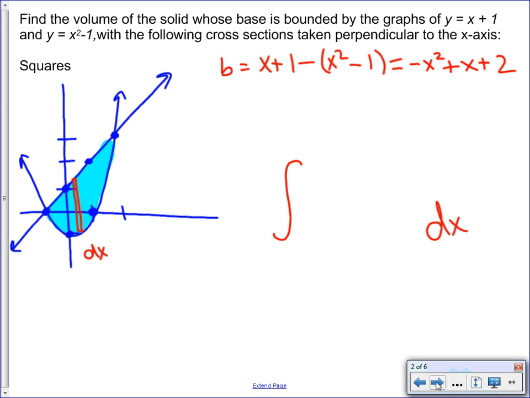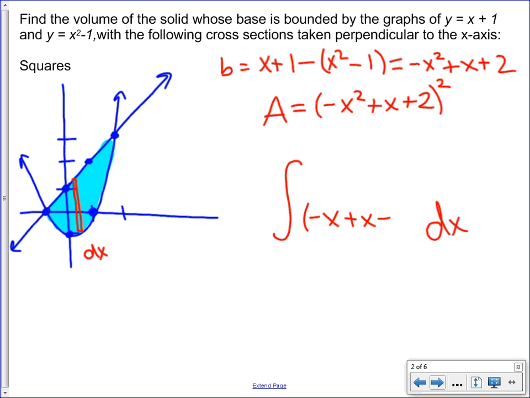Any little piece here, we have a square coming out. That is the base. So how do we find the area of a square? Base times height, or side squared. If that's our area, then that's what we put here in our integral. And what are our limits of integration? Negative 1 to 2.